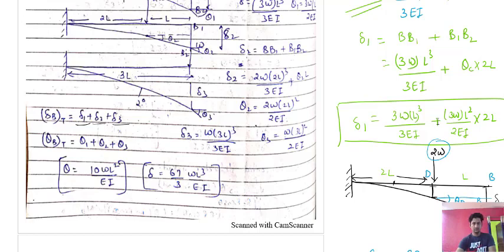That will be theta 1 plus theta 2 plus theta 3. I hope this point is clear.